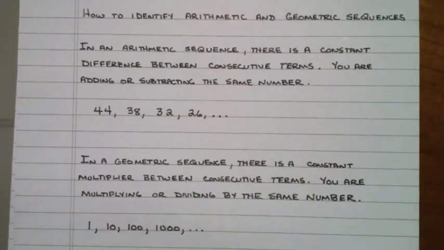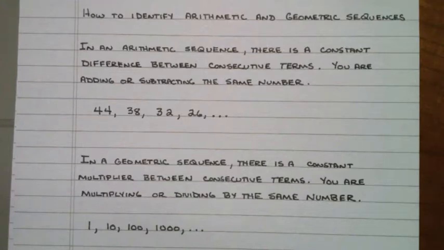In this video, we're going to go over how to identify the difference between an arithmetic and a geometric sequence. They're going to give you a sequence of numbers like 2, 4, 6, 8 or 5, 10, 15, 20, and you need to identify whether it's an arithmetic sequence or a geometric sequence.